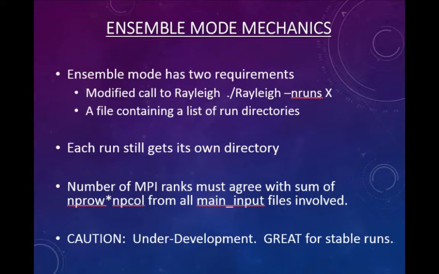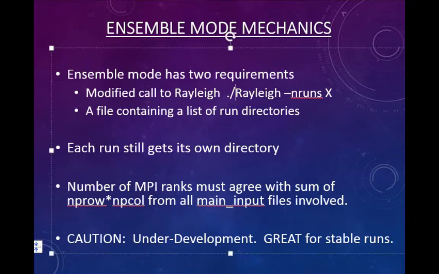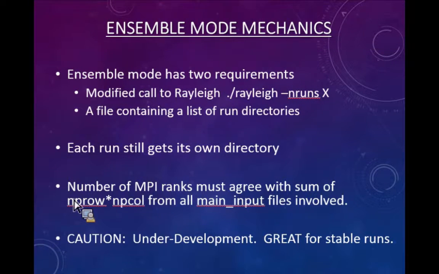So the mechanics of this are pretty simple. There's a modified call to Rayleigh, so we have that mpiexec ./rayleigh, and all we do is we pass a little flag to it with the number of runs that we want. Okay. Each run will still have its own dedicated directory, just like we made. Basically, we have these 3 runs, and the number of MPI ranks that we call Rayleigh with has to agree with all the nprow times npcol in those individual input files.